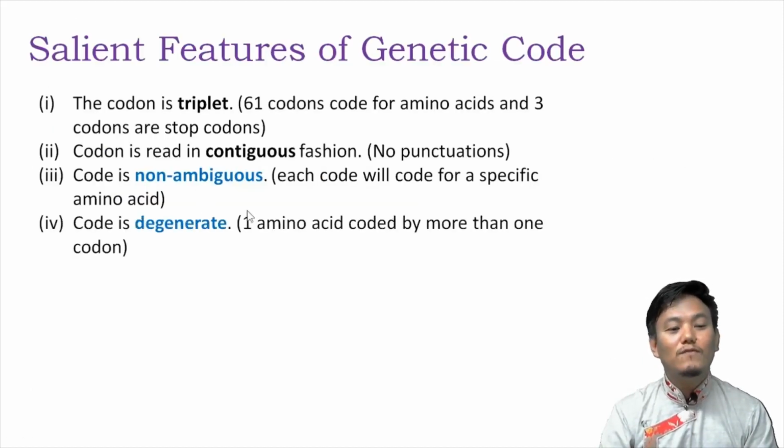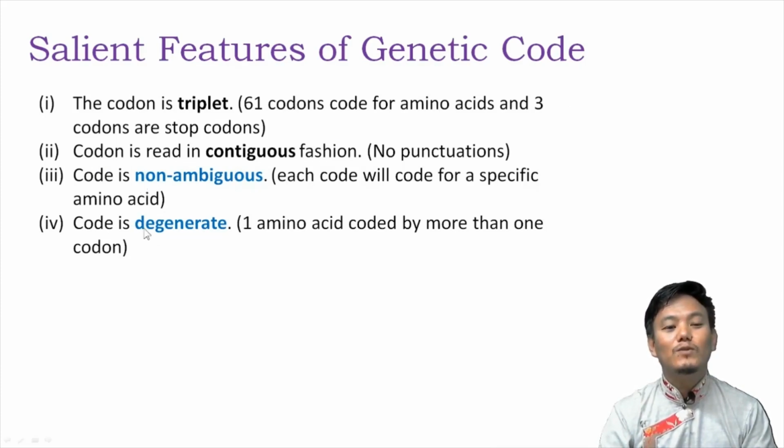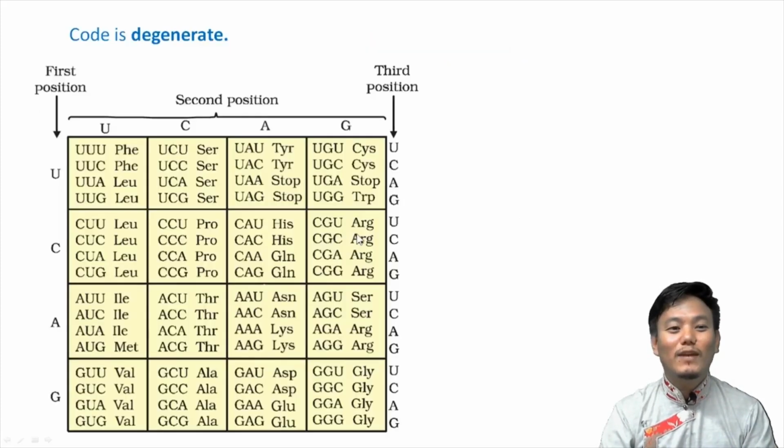So the fourth salient feature is that the code is degenerate. Genetic code is degenerate. These words are important that I have highlighted in blue. What does this particular term mean? It means one amino acid is coded by more than one codon. So let's look at the table again. This table is really important. You don't have to memorize it, it will be provided to you during the exams as well.